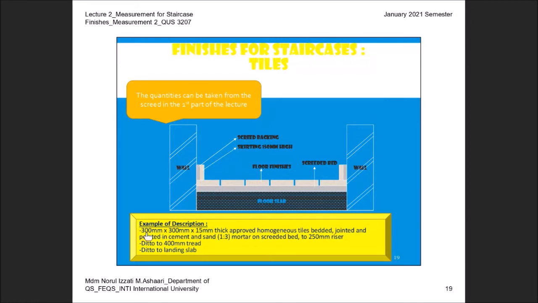Okay, and then how you want to write down the description. 300 times 300, this is the size, the thickness is 50 mm. Homogeneous is the type of the tiles. Bedded or jointed, this is how you write down the jointing between each other, and you have to write down on the screeded bed. So the last sentence, I put this one to the last sentence so that you can use ditto to the thread, to the riser, and to the landing slab. In this sketch also you can see there is information about the skirting, where you have to measure the skirting separately. Okay, any question, class?